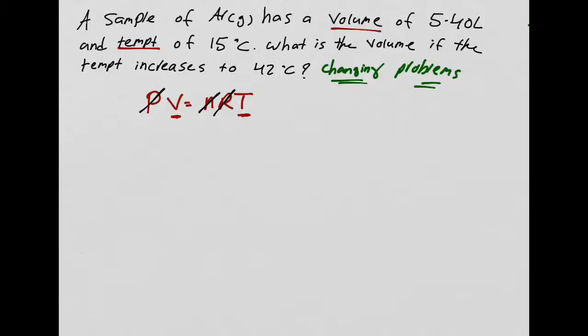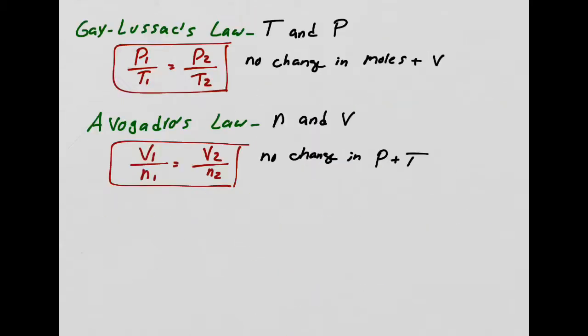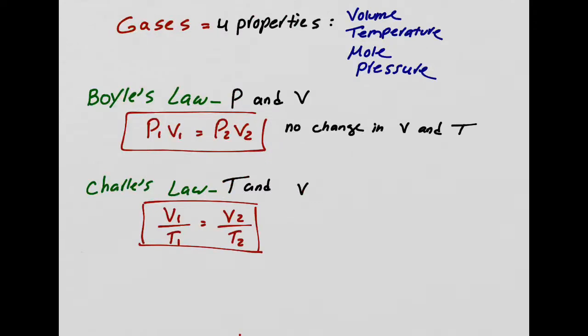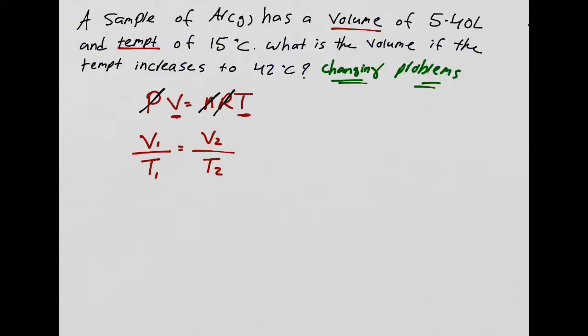Then I'm going to move everything to one side. So I'm going to move temperature to this side. If I do that, I'm going to end up getting V over T. I'm going to move temperature to the other side. So V1 over T1 equals V2 over T2. So you did that without having to memorize that this was Charles's law. You can just do that based on PV and RT. Okay? Now don't forget the unit.